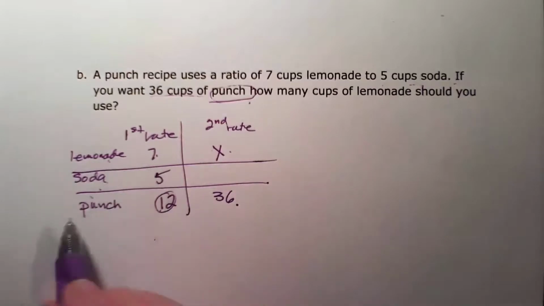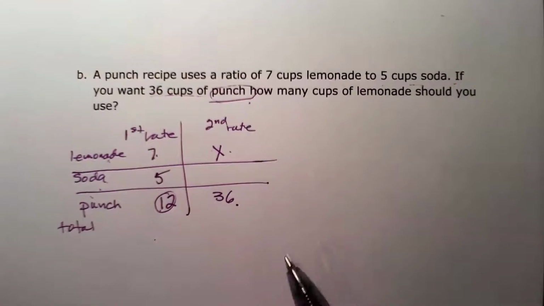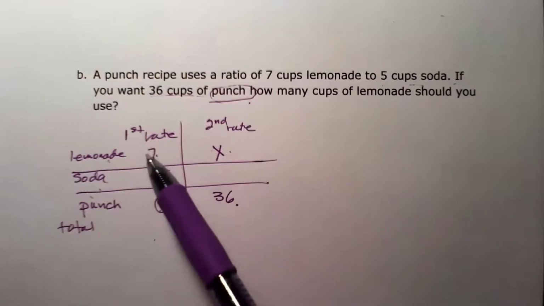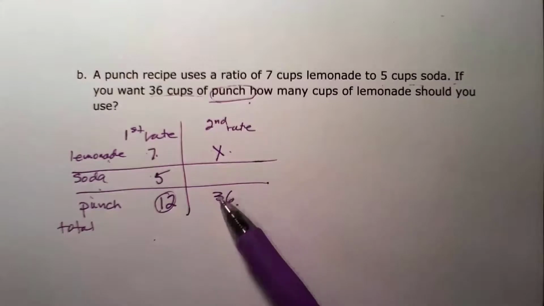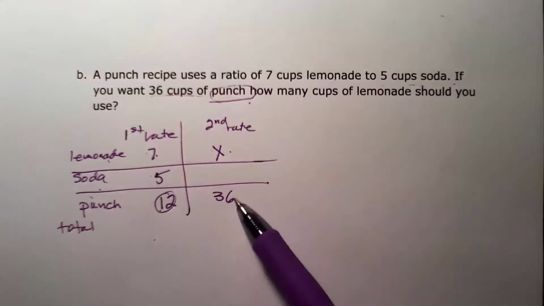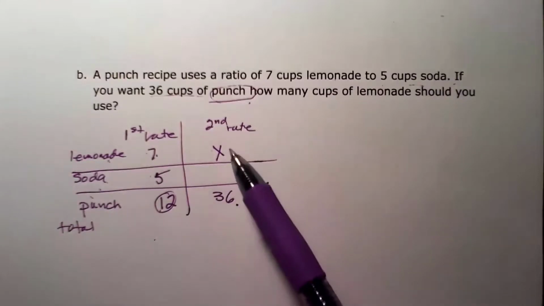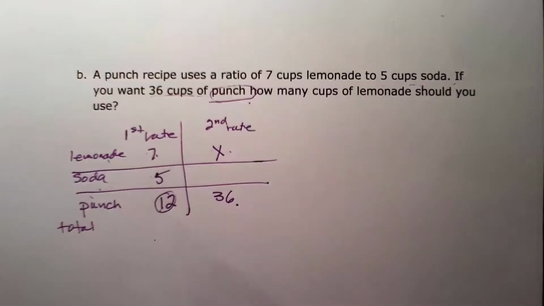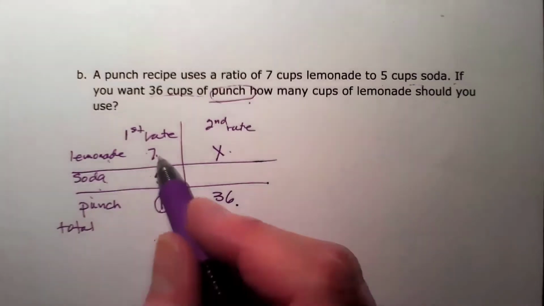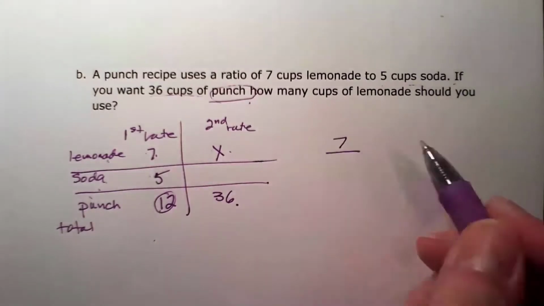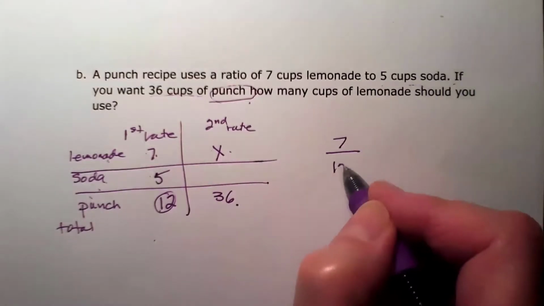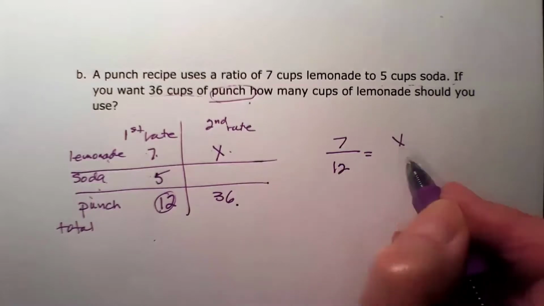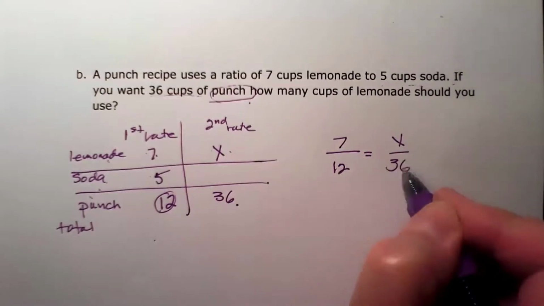So generally, when you do it like this, this is your total. Sometimes the problem will be if there are a certain amount of men employees to women employees, and the business has 563 total employees, the total would go down here, and you might be able to find men or women from that. But you'd always have to add to make a total here. So to set it up, I have 7 cups of lemonade to 12 cups of punch should equal X cups of lemonade to 36 cups of punch.